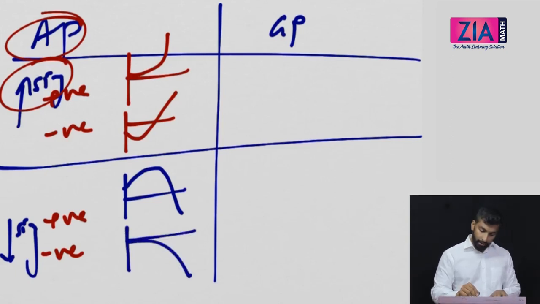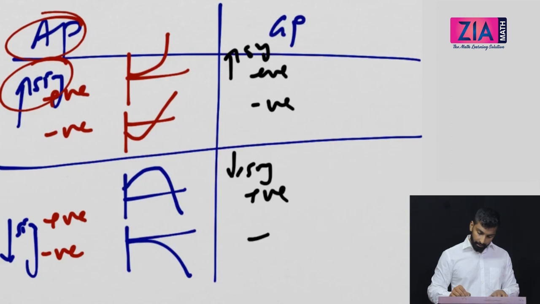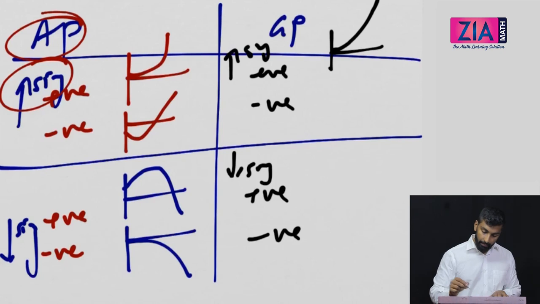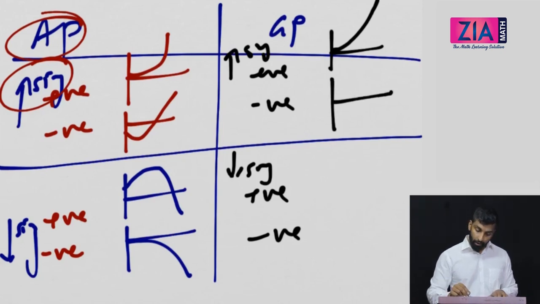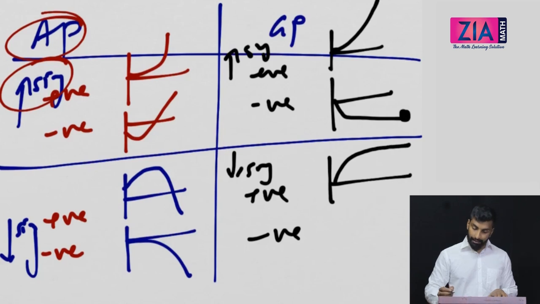Now in GP also you can see increasing and decreasing, starting with positive and starting with negative. Increasing GP starting with positive will look like this. Increasing GP starting with negative will look like this. Towards infinity, the value is almost the same. Now decreasing GP starting with positive, how will it look? Decreasing, so it will go like this. Now decreasing GP starting with negative will look like this.